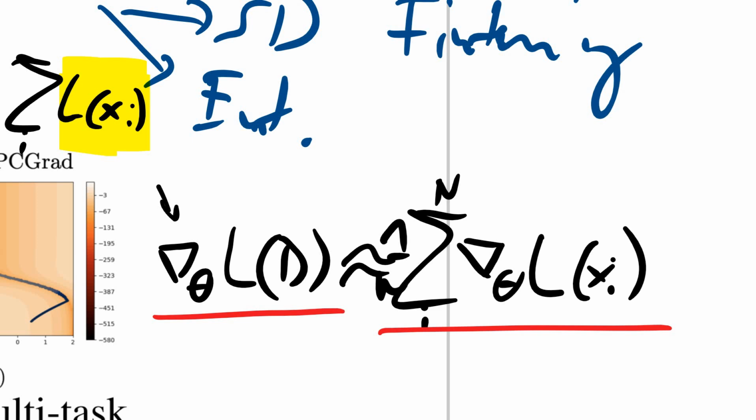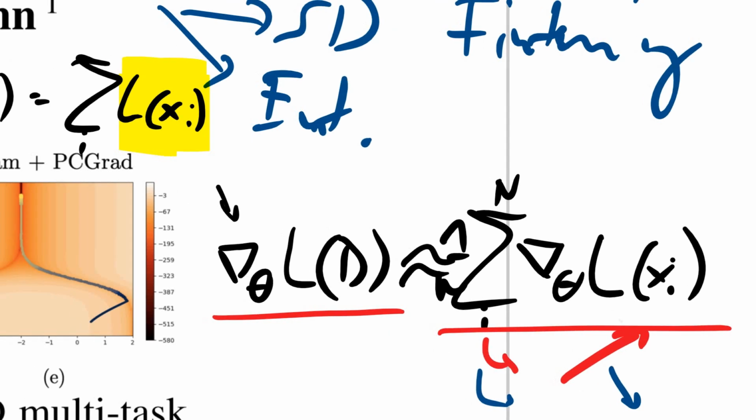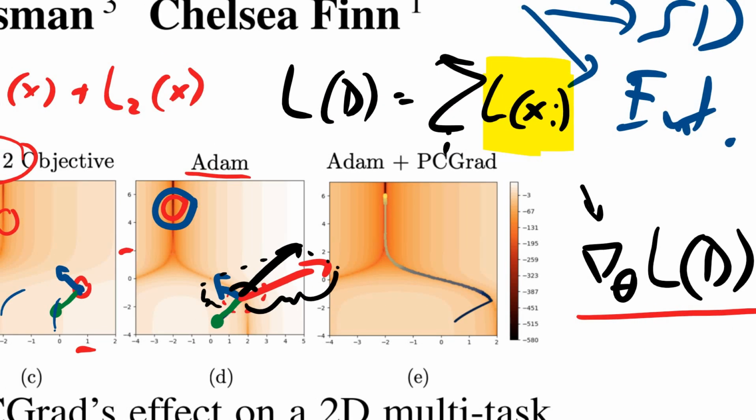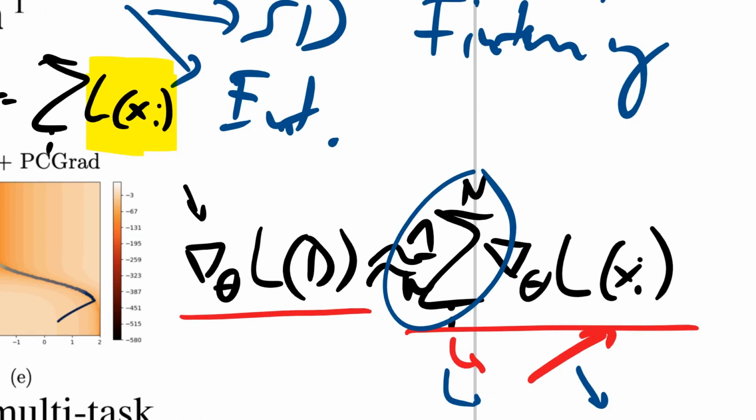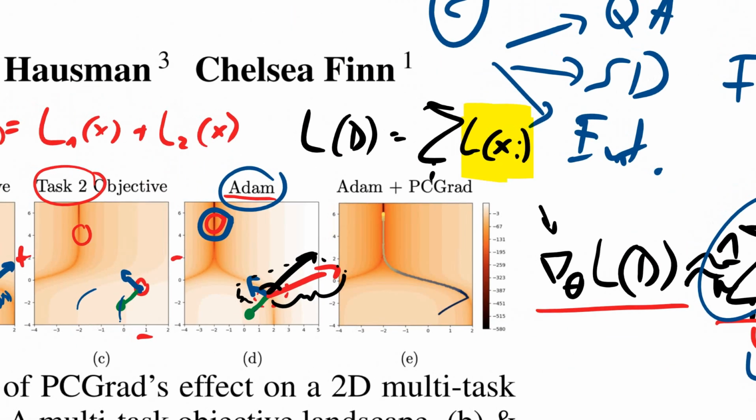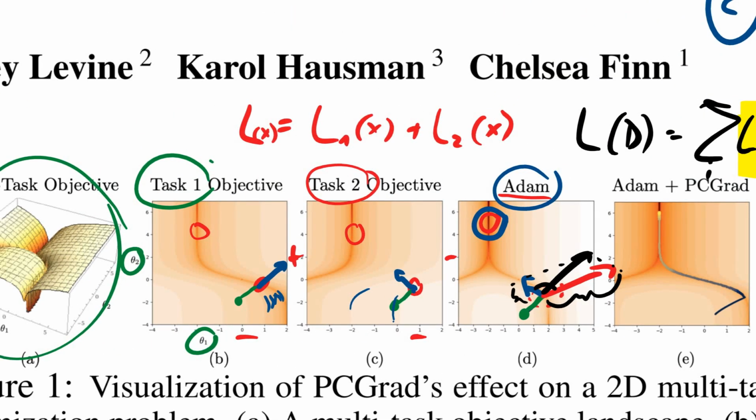You could have that one points in this direction and the other one points in that direction, and things like Adam and SGD actually are able to handle that just fine because we do this average operation. I think what is different here in multitask learning is that the tasks distribution is not like stochastically IID, let's say.